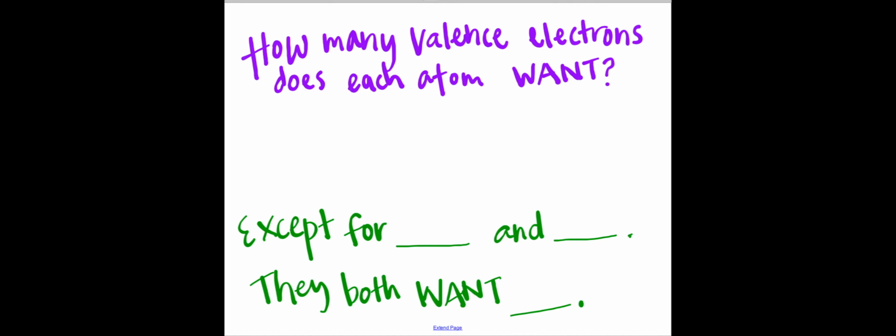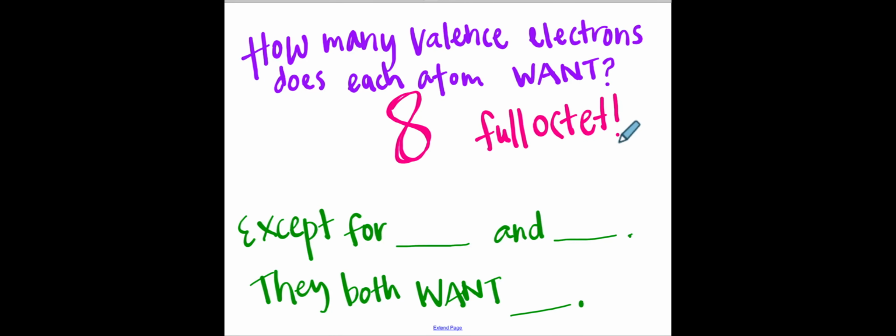How many valence electrons does each atom want? The answer to that question is 8. Each atom would like to have 8 valence electrons. That is what is called a full octet. And when an atom has a full octet, that is when it is the most stable. And atoms are trying to get to be stable.